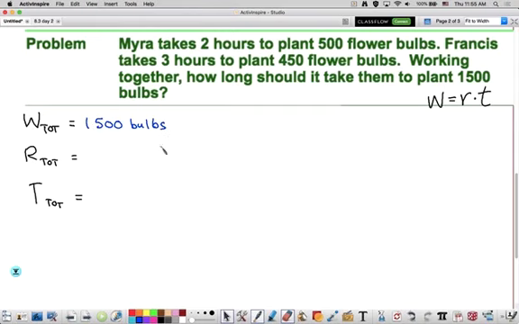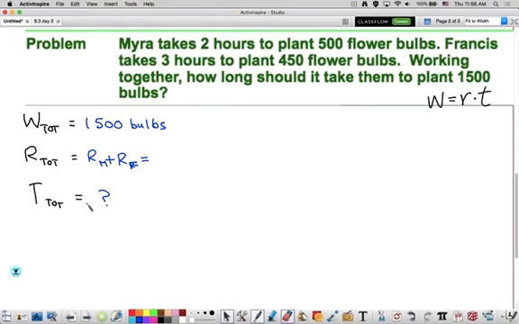So we know that. What are they asking us to find? Time. How long will it take? So we're trying to find that. Do I know the rate? It would be rate 1 plus rate 2, right? Or you could say rate Myra and rate, who's the other person? Francis. Okay.